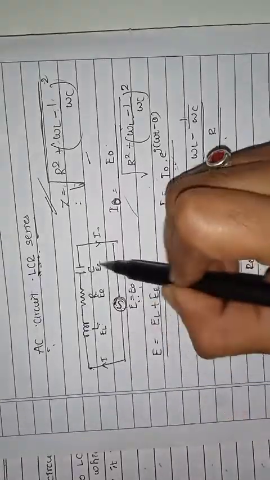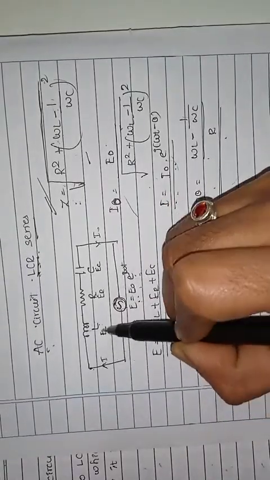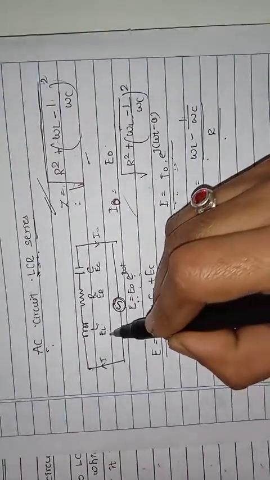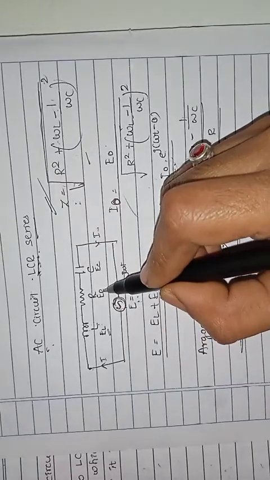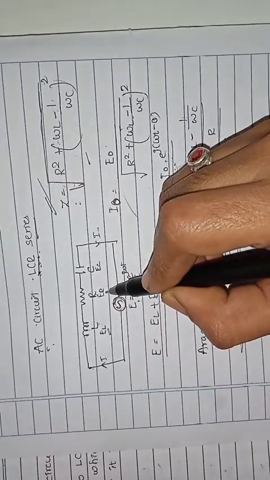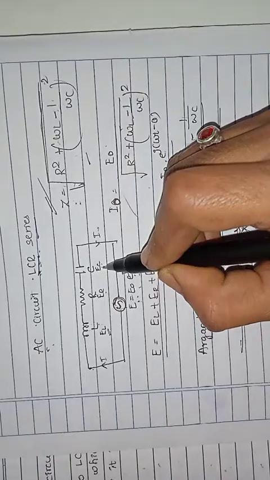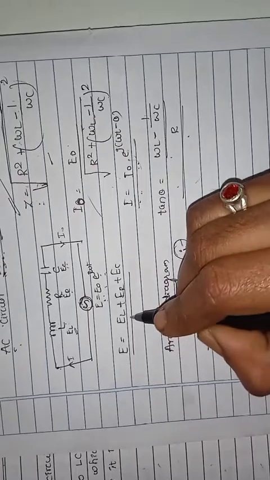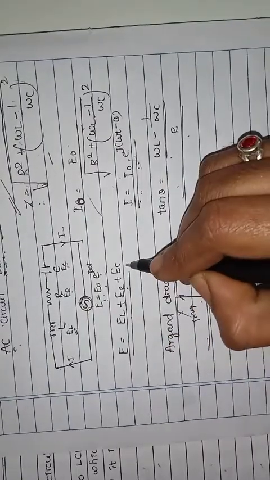The current is flowing through this circuit. How much EMF is across this inductance is EL, so that we can calculate it as EL. Then across this resistor is ER, across this capacitor is EC. So total EMF is given by EL plus ER plus EC. Why? Because it is a series circuit.